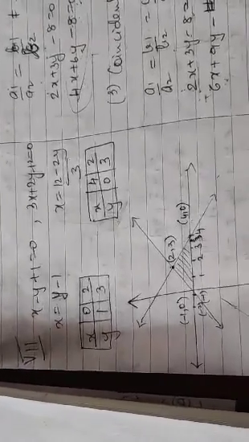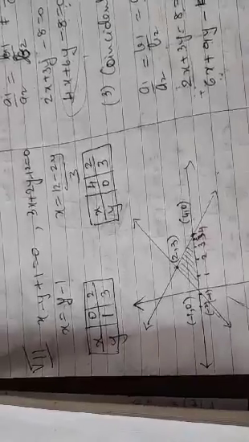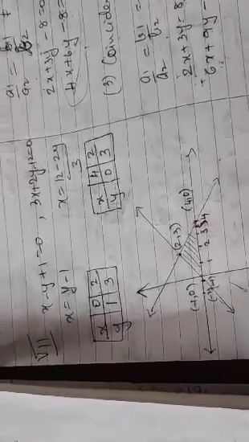Complete this in your classwork book. Graphs are not to be drawn except the 7th one, you will draw it. Remaining graphs are not to be drawn. You have to simply solve as I have explained in the video.